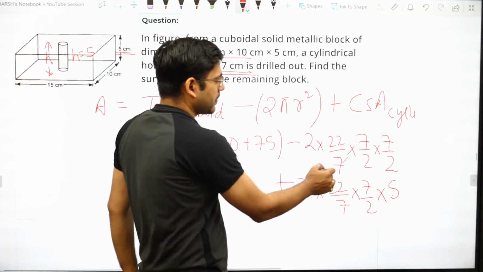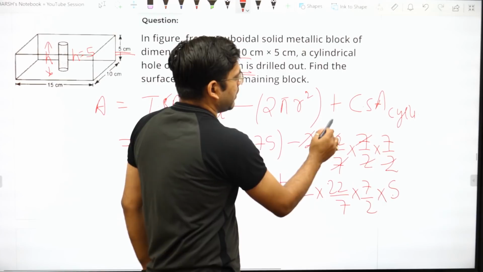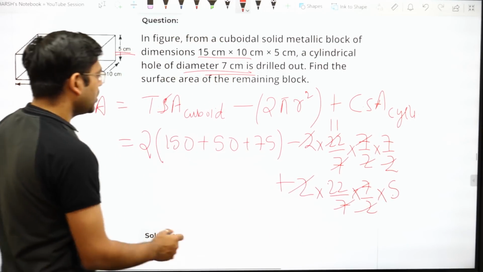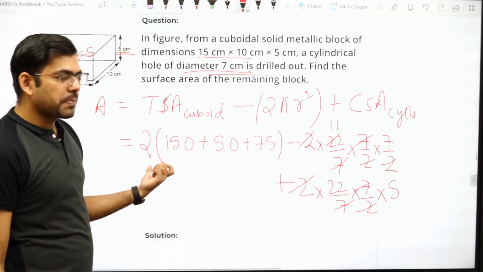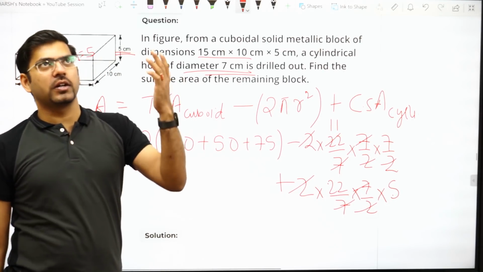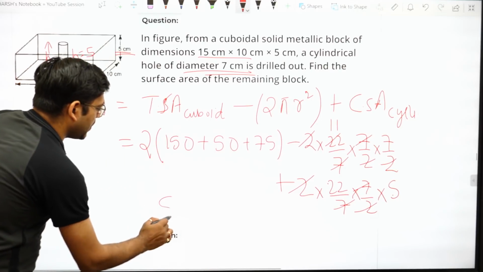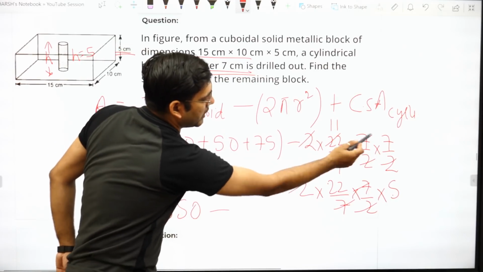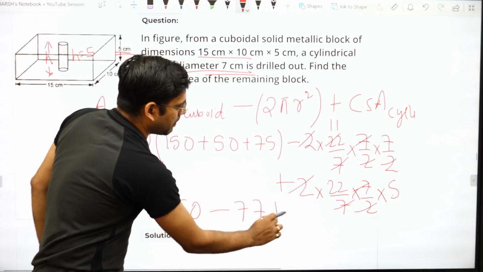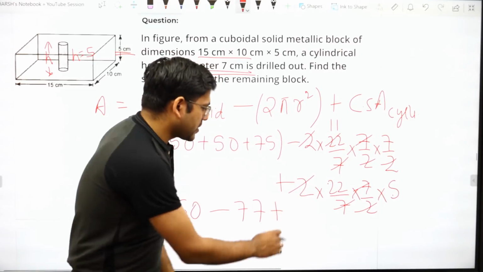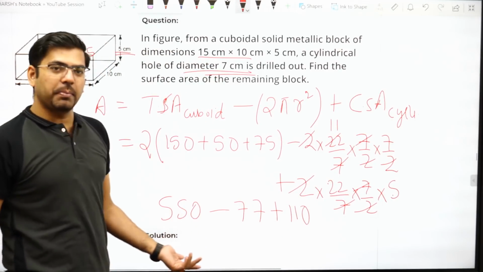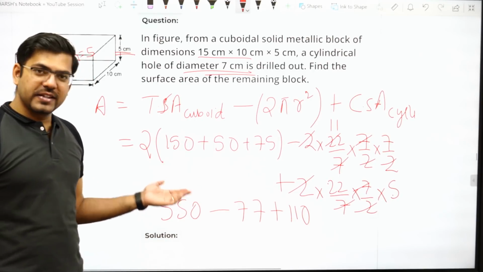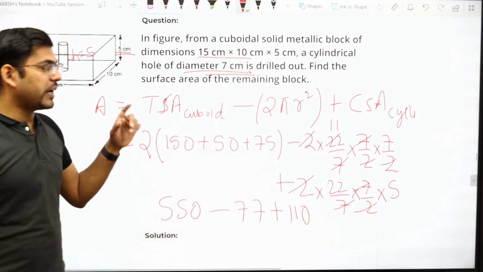You just solve it. Cancelled, cancelled, 11, cancelled, cancelled, and 22 into 5 is 110. So this is 275 multiplied by 2, that makes it 550. Minus 11 into 7, that is 77, and plus 22 into 5, that is 110. So now you have got the complete value. Just solve it down and you will get the final answer. I guess this question is again easy, you just need to understand it.